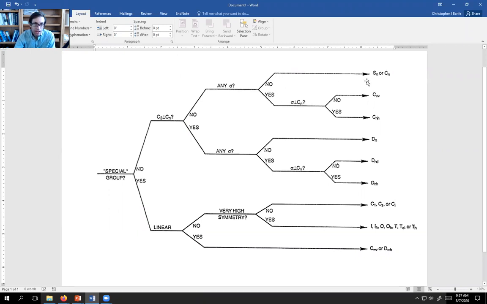So we're up here into the Cs, or possibly an S, but we know from what I told you in the previous video, S is only one that just has an S, an identity. We already have a C, so we're a C. Is there a mirror plane?